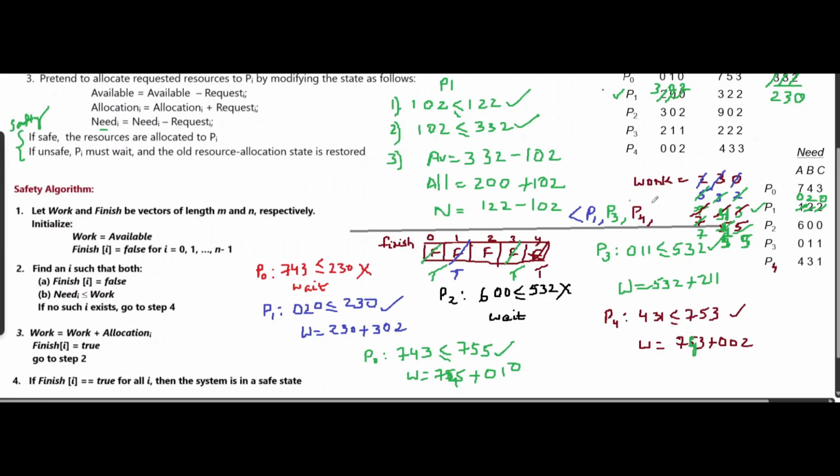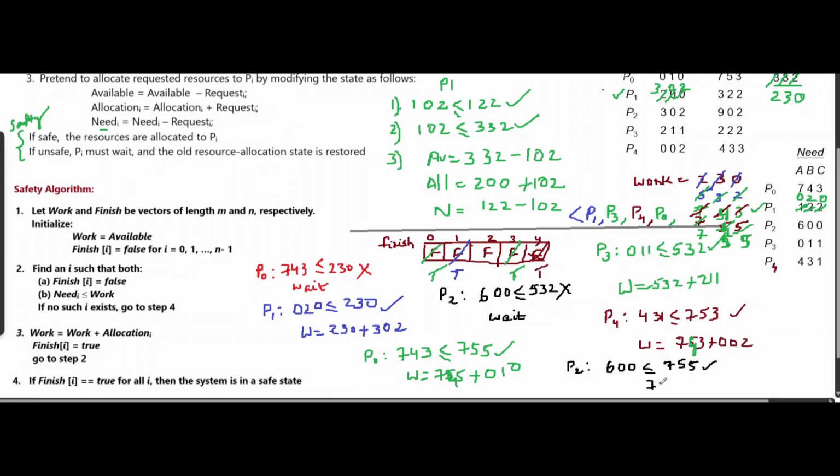That means the next process we have executed is P0. Now the final process that is left is P2. Let us execute P2 also. So P2, what is its need? 600, which is less than or equal to work. What is work? 755, which is true.